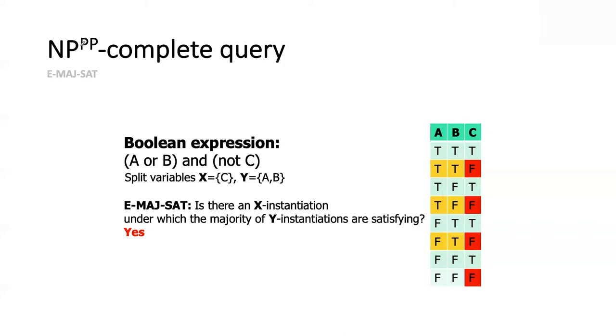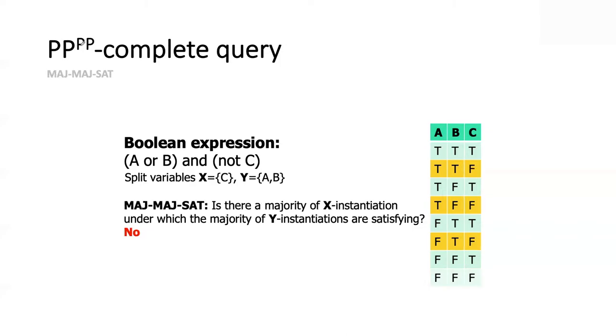Okay, so now we get to the very last one. And I want you to guess that, to think about it. Well, maybe you're not going to guess because it's already shown here. But I think you can see what's going on, right? This is called MAJ-MAJ-SAT, and it's PP with a PP oracle. So the question is, is there a majority of X instantiations under which the majority of Y instantiations are satisfying?